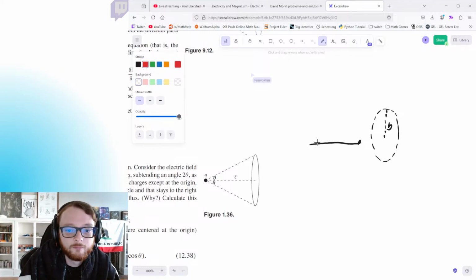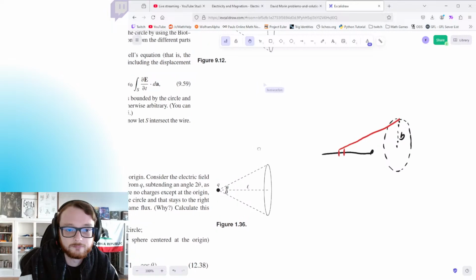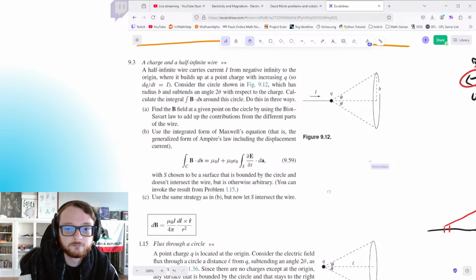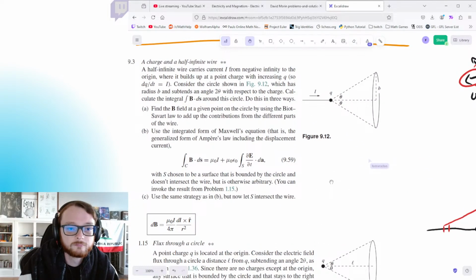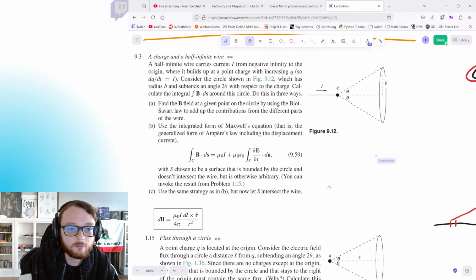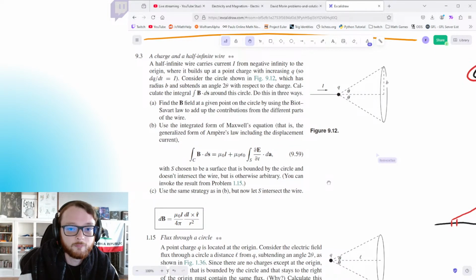Use the Biot-Savart law to add up the contributions from the different parts of the wire. Oh, I see what you're saying, Don. So you're saying that point at the end of the wire might be a little bit different from the rest of the wire. Yeah, I'm hoping we just neglect it. Once the charge gets to Q, it stops moving, right? So if it stops moving and becomes static there, doesn't that not give us a B field anymore once it stops moving? I think so. Okay, I hope so.